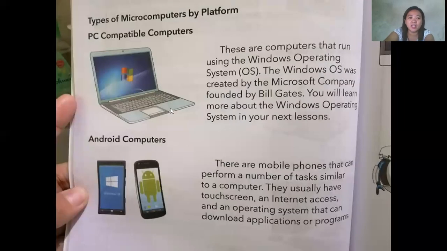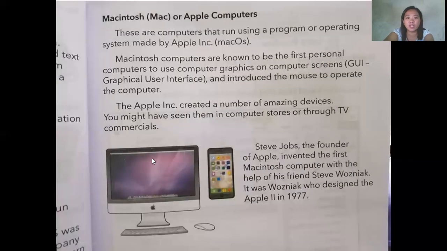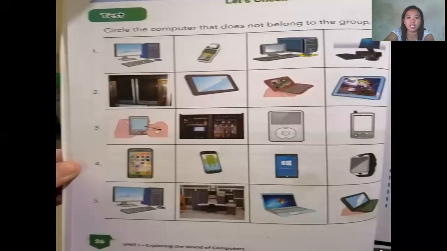Now we have here the PC-compatible computers, the Android computers, your cell phone, and the Macintosh or Apple computers. Please get your computer book and open it on page 26. Open your book on page 26. Please get it first and open it. I'm going to count to 10. Go.